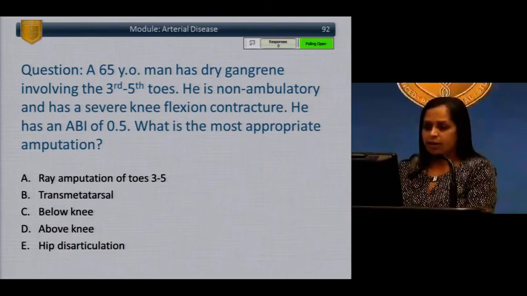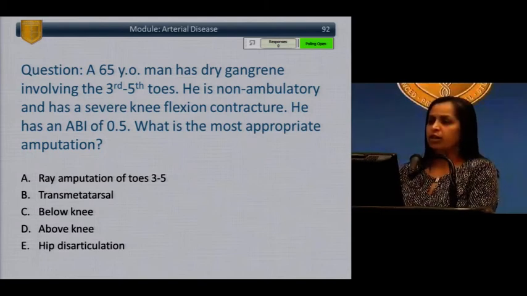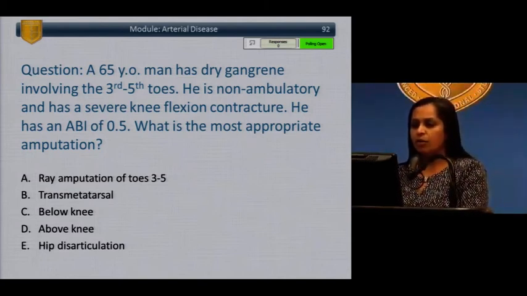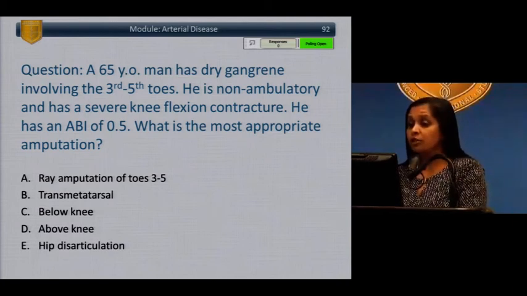Another question: a 65-year-old man has dry gangrene involving the 3rd through 5th toes. He is non-ambulatory and has a severe knee flexion contracture. He has an ABI of 0.5. What is the most appropriate amputation?